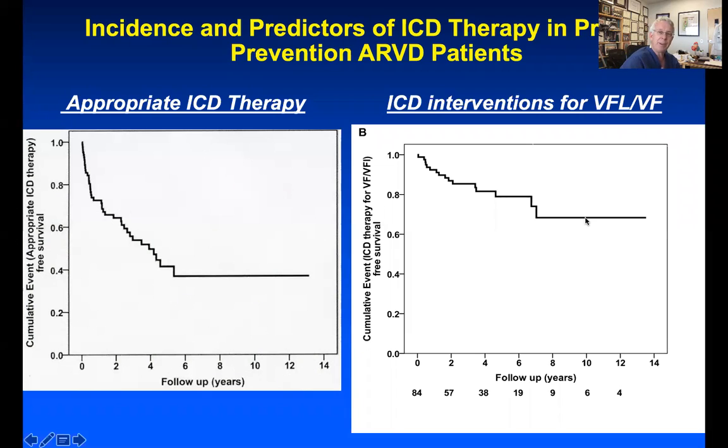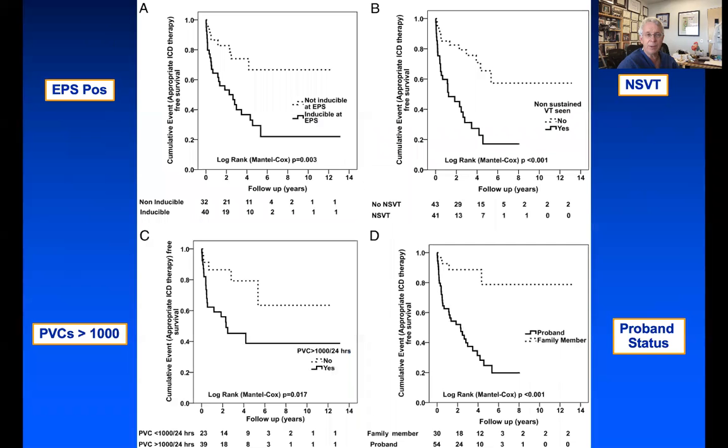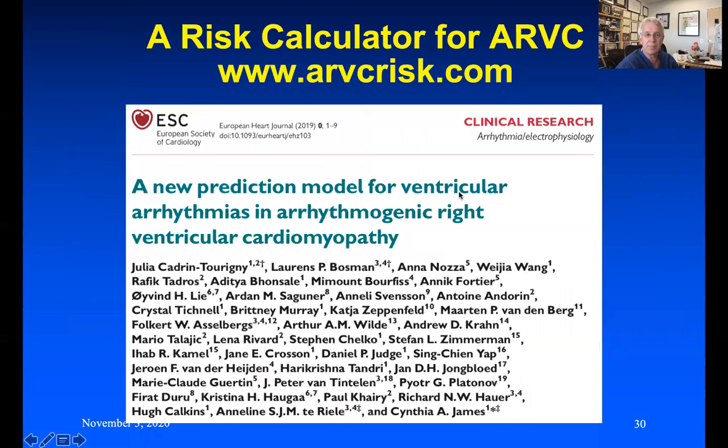So the name arrhythmogenic right ventricular cardiomyopathy is very apt because these patients have many, many arrhythmias. This just shows that things like the results of EP testing separates a high risk and low risk, more than 1,000 PVCs, proband status, non-sustained VT. These are all risk predictors.